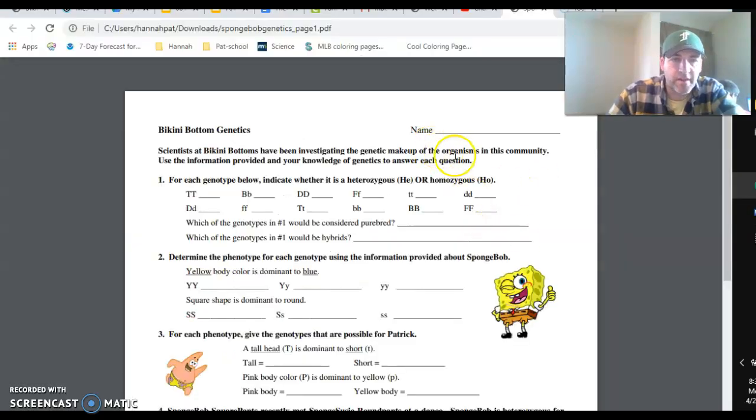So the assignment for today, in section 1, you just need to identify if the genotypes that they give you are heterozygous or homozygous by writing HE for heterozygous and HO for homozygous. So for example, the first one is 2 capital T's. That is going to be a homozygous genotype because it is 2 of the same letters. The next one, capital B, lowercase b, that would be heterozygous because it has 2 different letters for its genotype. So you would write HE on that line.